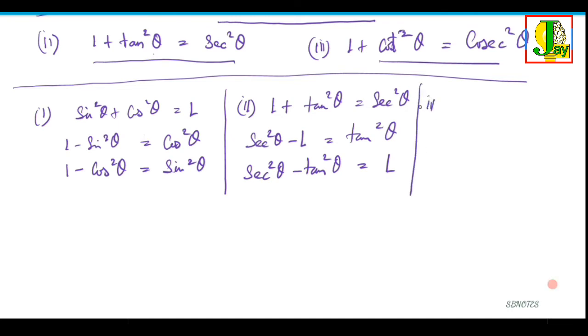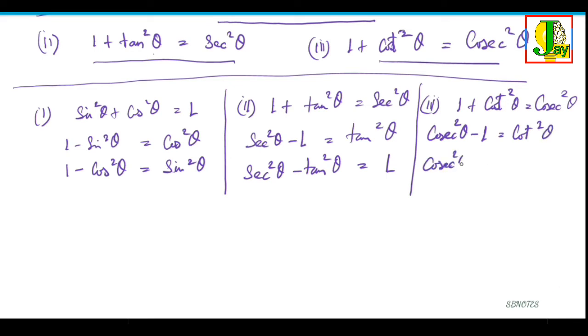The third one, 1 plus cot square theta equals to cosec square theta. If you shift 1 to that side, cosec square theta minus 1 equals to cot square theta. And then we have cosec square theta minus cot square theta equals to 1. So you don't have to remember all these 9, you just remember the first 3.